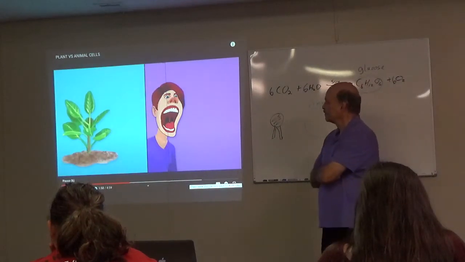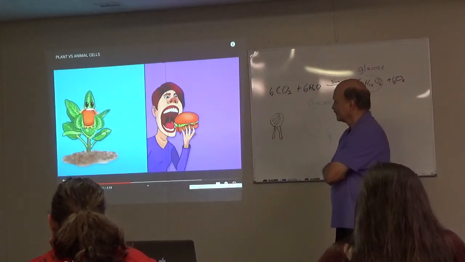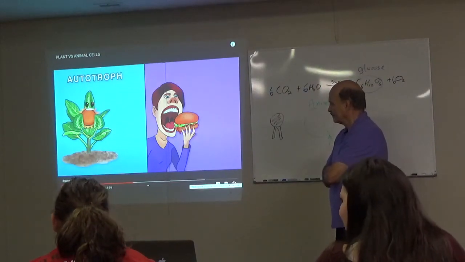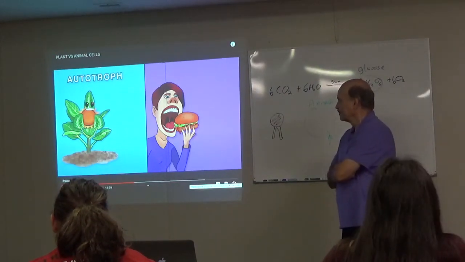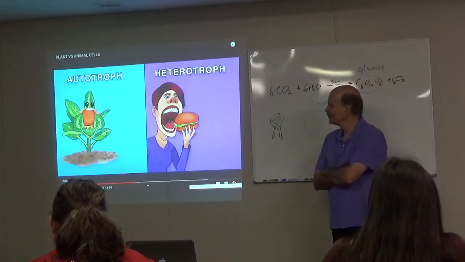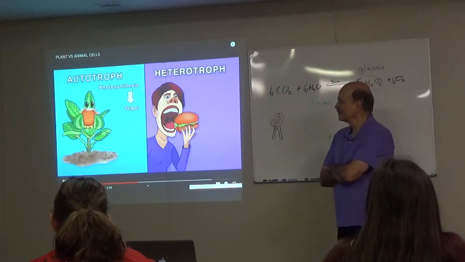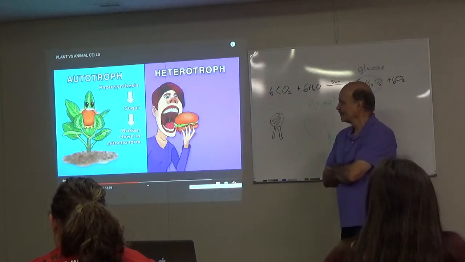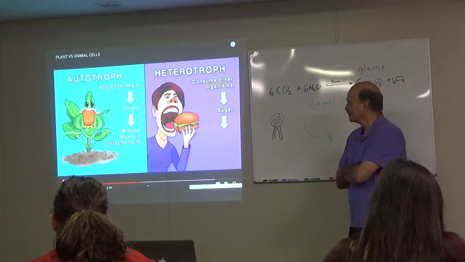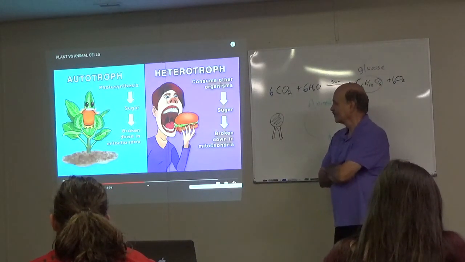Another important difference between animals and plants is how they obtain their energy. Plants are autotrophs, which means that they produce their own food. Meanwhile, animals are heterotrophs, meaning that they must ingest their food. Plants produce sugars through photosynthesis, and then break down the sugar to produce energy. Animals consume other organisms such as plants to obtain sugar, which they then also break down to produce energy.